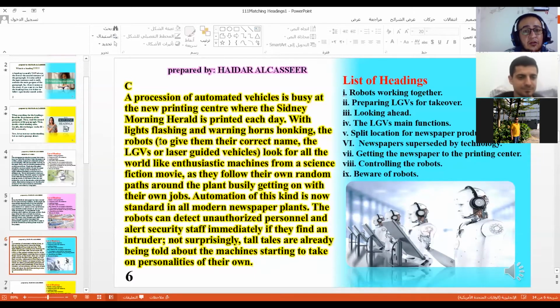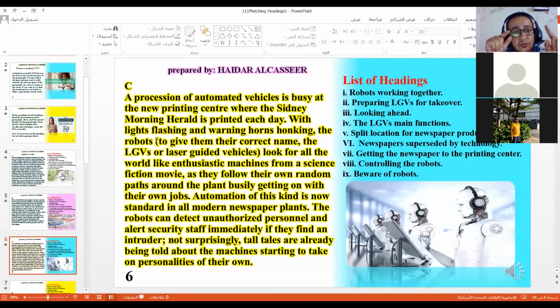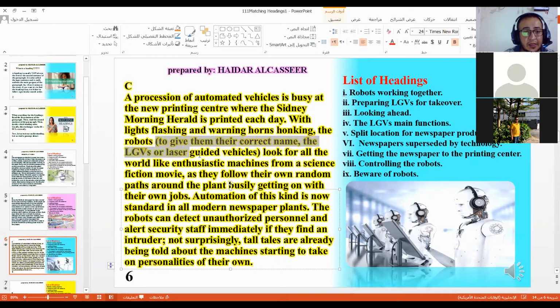To give them their own correct name, the LGVs or laser-guided vehicles. Since this sentence is between two brackets, that means it's not a main sentence, it's an extra one. The sentence explains the word that precedes. Which word precedes? Robots. Okay? So it means this is an extra sentence. It's not in the text. We just put it to explain the meaning of the word robots. That's it. Okay? So, if you want to be more sure, delete it.